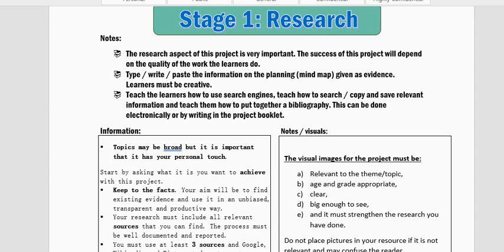You as a teacher must facilitate this process, and you have to show the learners how to use search engines like Google and Wikipedia, how to search for content, how to type in a question, how to work through the results, how to find relevant material, to copy and save it, and then how to put together a bibliography. Very important that you look at this part of the research. You are going to be actively involved and manage and facilitate this.